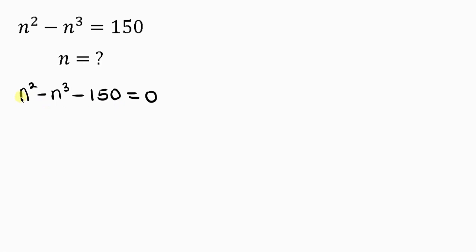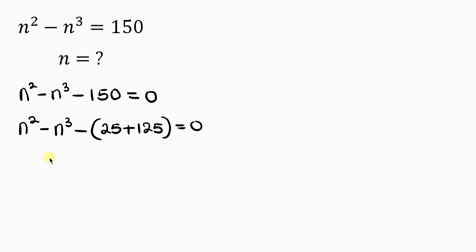Now our next step would be for us to split 150 so that it's in the form of a perfect square and a perfect cube. So we have n squared minus n cubed minus, now splitting 150 will be 25, which is the perfect square, then plus 125, which is the perfect cube. And this is equal to 0.